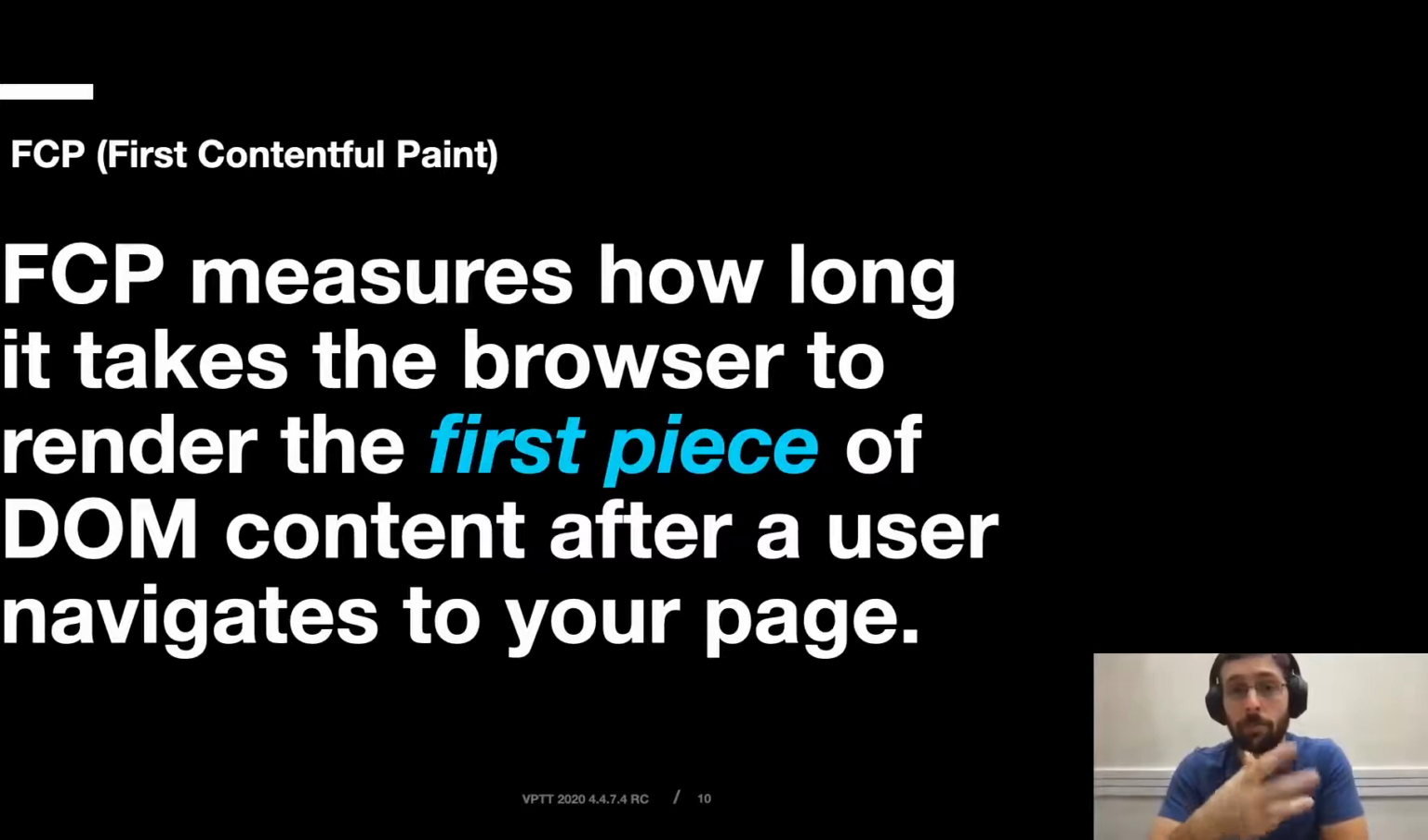This metric measures how long it takes the browser to render the first piece of DOM content after the user navigates to your page. And what is the first piece of DOM? Well, it can be text, images, non-blank canvas elements, and SVG. Anything inside an iframe isn't included.